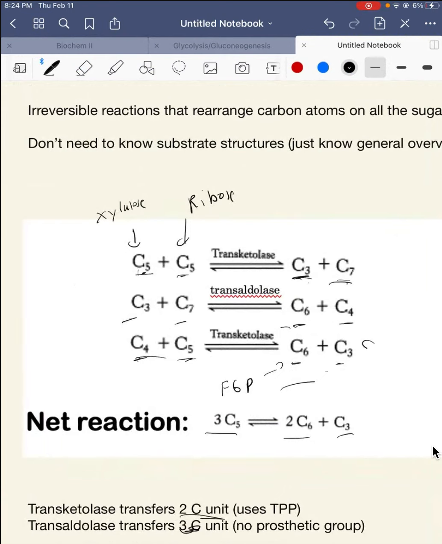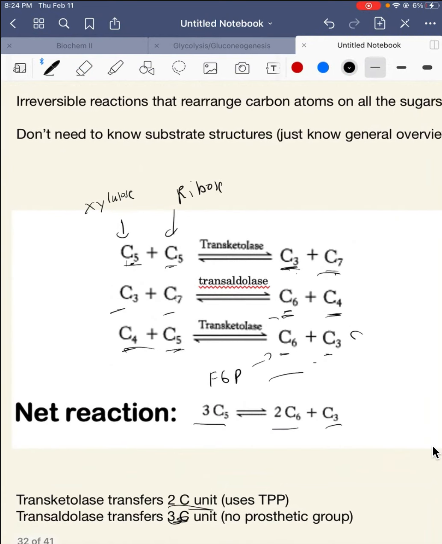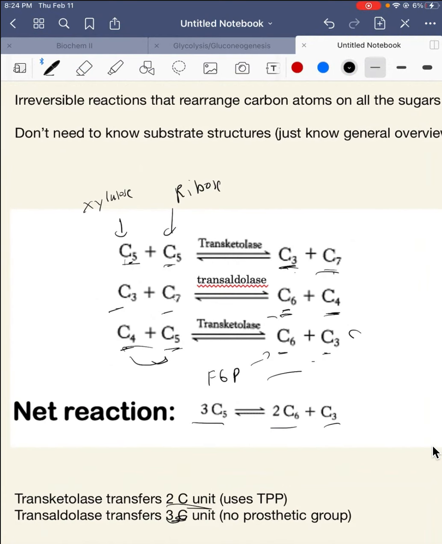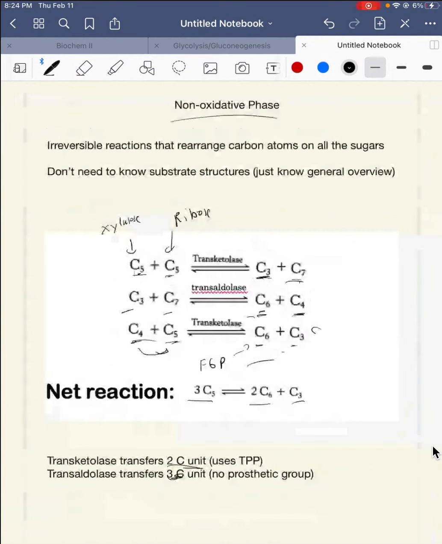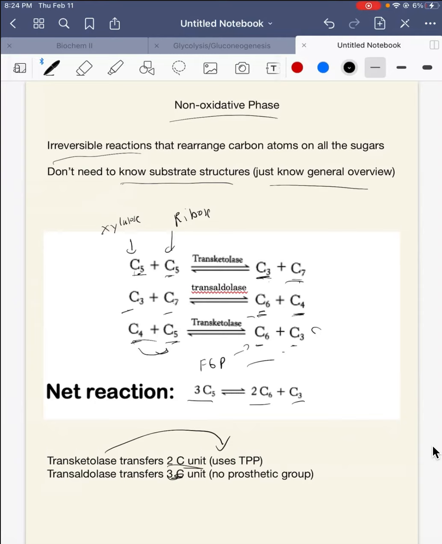So 3 carbons from the C7 go to the C3. Then we'll end up with C4 and C6, and then transketolase transfers 2 carbons here, and we'll end up with a C6 and a C3. Like I said, you don't need to know the substrate structures, just know the general overview. A bunch of these reactions just rearrange carbons. I have the mechanisms for transaldolase and transketolase in more detail. Something about transketolase is that it uses TPP, while transaldolase does not use any prosthetic groups.